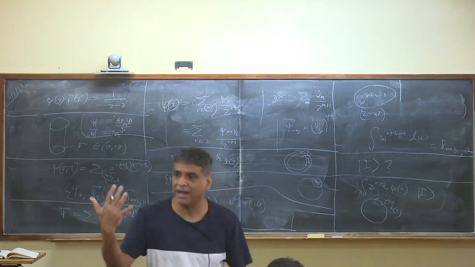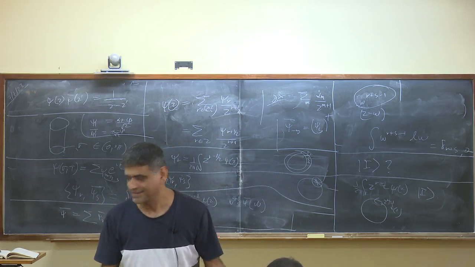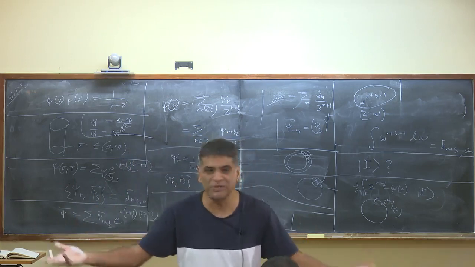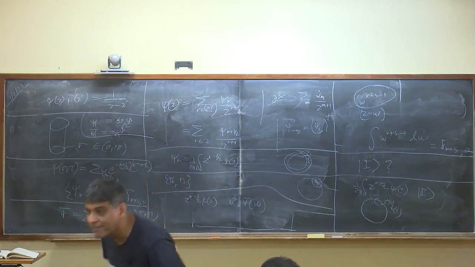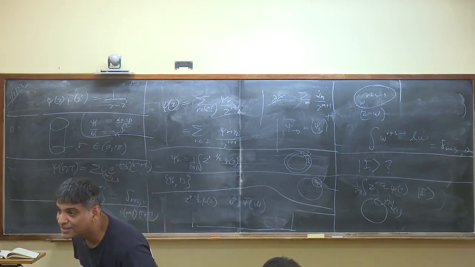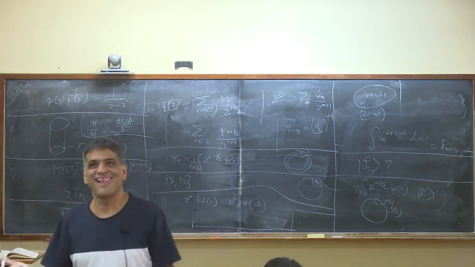Just like Z and Z bar in complex analysis can be thought of as independent numbers. The derivative del by del Z at constant Z bar, we do it all the time, right? It doesn't bother us. Same kind of thing. They are independent in the sense of derivative and integration, but not in the literal sense. That really confuses people.